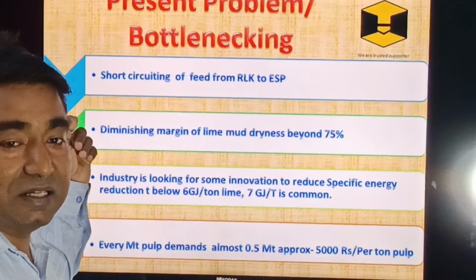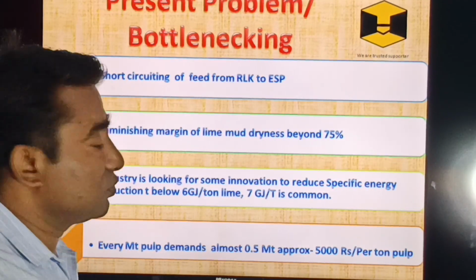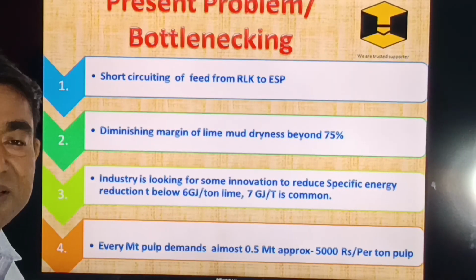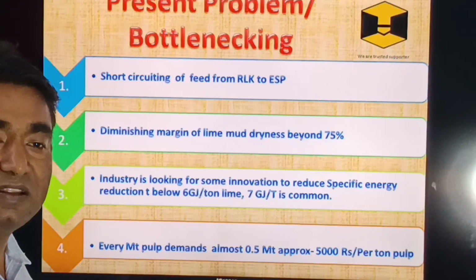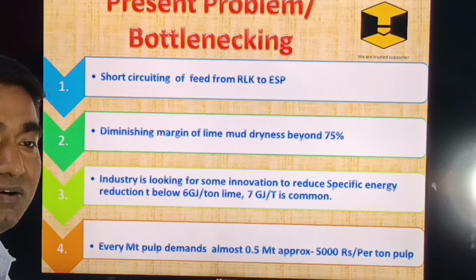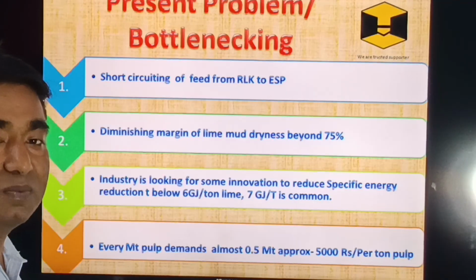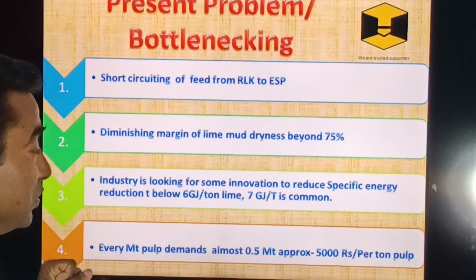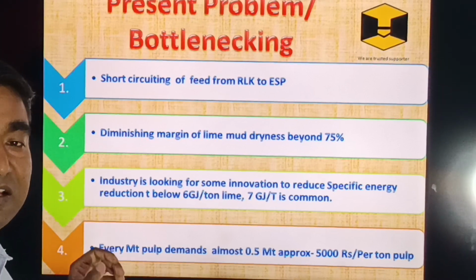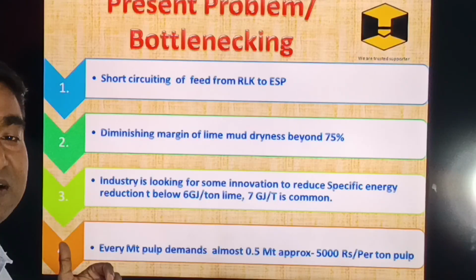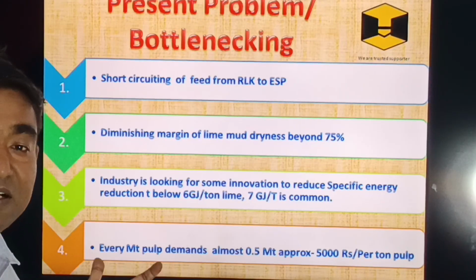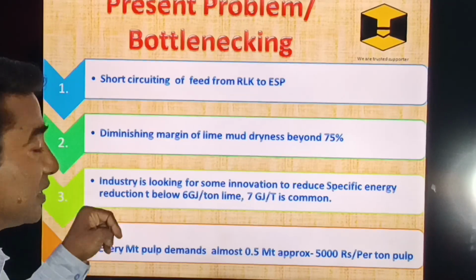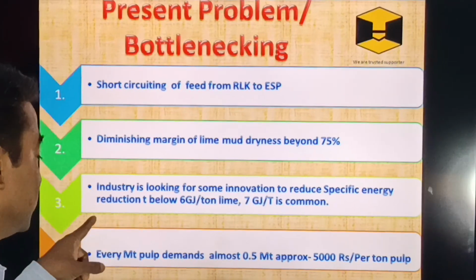In the rotary lime kiln, it has been seen that usually there is short circuiting of the feed from the rotary lime kiln to the ESP. If the dryness is more than 75%, usually all the fines and calcium carbonate powder are swept away to the ESP due to the high draft of the system. So it means that if the dryness increases more than 70 or 75%, instead of giving benefit, it is reversing the effect. There is a diminishing margin of lime mud dryness above 75%.